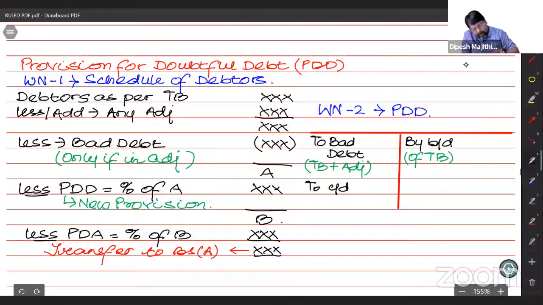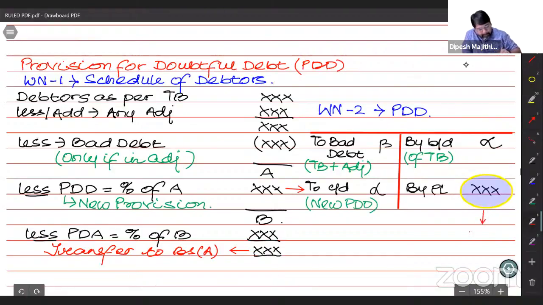Then to balance carried down. Suppose let me call it A, let me call it B. To balance, or you might get confused, let me call it alpha, beta, gamma. This is new provision, new PDD. From where did I get new PDD? This one. By PL, this is your balancing figure. This will go in PL.